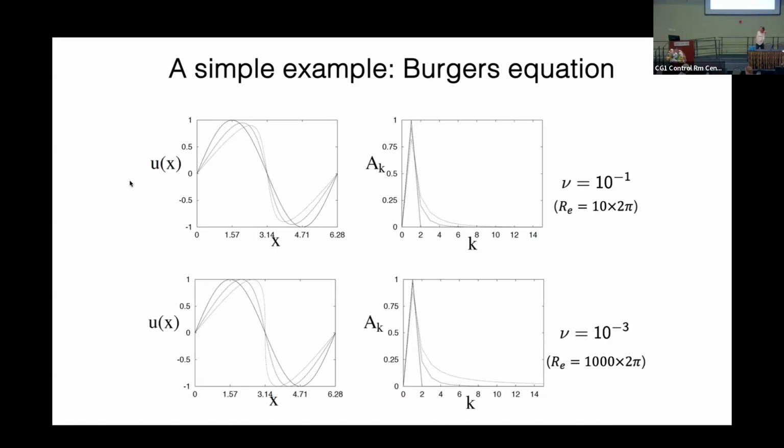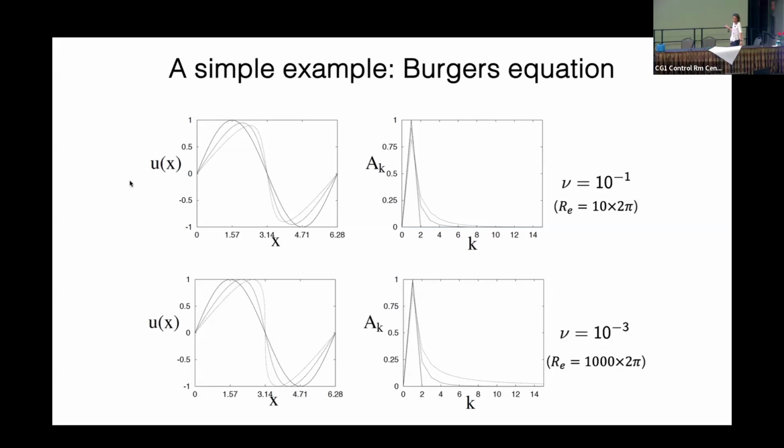So we can visualize this process by plotting the solutions to Burgers' equation, okay? What I show here is the solution to Burgers' equation, starting from the same initial condition represented by a sinusoidal function of one wave number in a box. That's the solid line. The top row corresponds to a higher viscosity, and the bottom row corresponds to a lower viscosity.